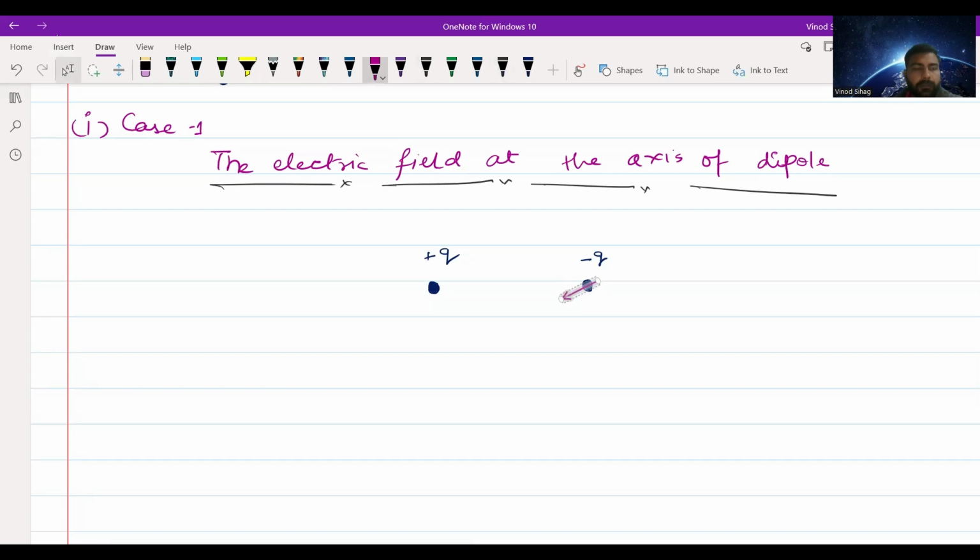Wait a second, wait a second. Okay, let me draw these charges again, because I'm not able to draw it properly. Wait a second. Okay, now draw the charges.